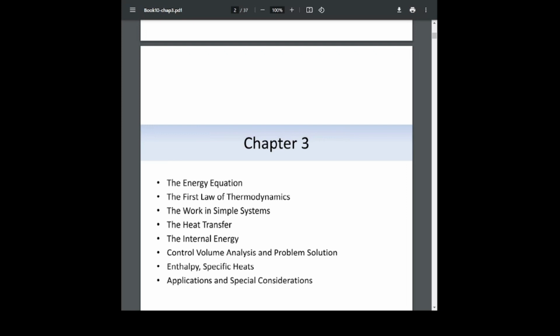We're going to look at work in simple systems, transferring heat across boundaries, internal energy of a system, the control volume analysis and problem solution. So what type of control volume do we have? Then enthalpy and specific heats, enthalpy being defined as the internal energy of the system plus the product of the pressure and volume. And then we'll look at some applications very briefly.